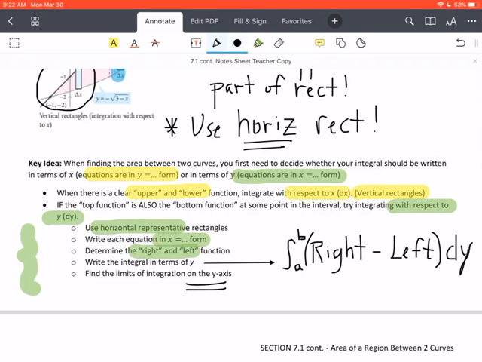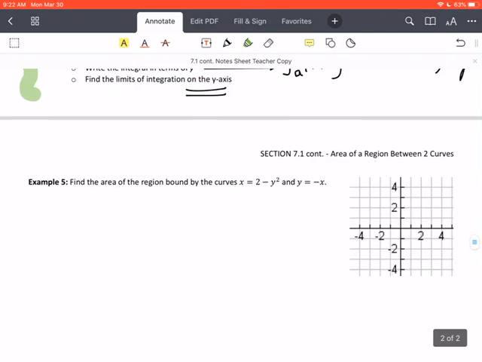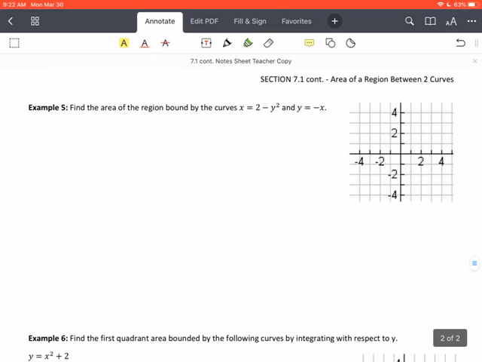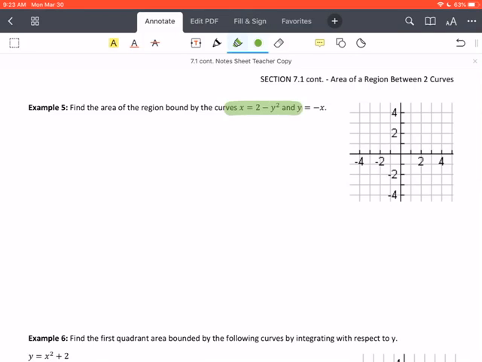Okay. So we are now going to look at two more examples where we are going to use horizontal rectangles, and then I'm going to give you some practice for the next 2 days on that. This next problem is asking us to find the area of the region bound by the curves. Right away, when I see x equals 2 minus y squared, I'm thinking, y squared, usually that's a parabola on its side, so we're probably going to use horizontal rectangles. And then we're also going to use y equals negative x.